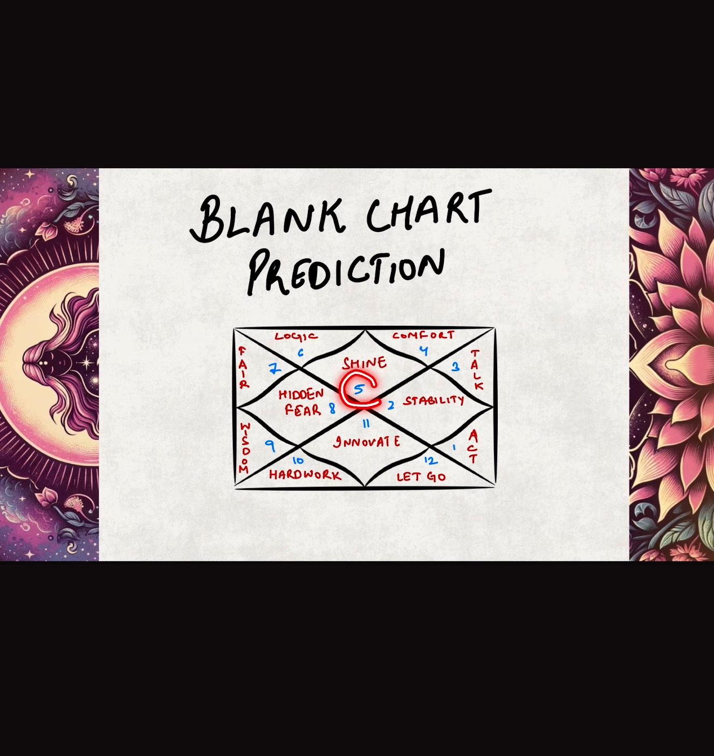So, if there is 5, that means this is a Leo ascendant. If it's 1, then it is Aries ascendant. Similarly, if it's 6, then it is Virgo ascendant. But here we'll see how the blank chart prediction works for Leo. Now, this is a universal technique you can apply in any of the ascendants that you'll see.